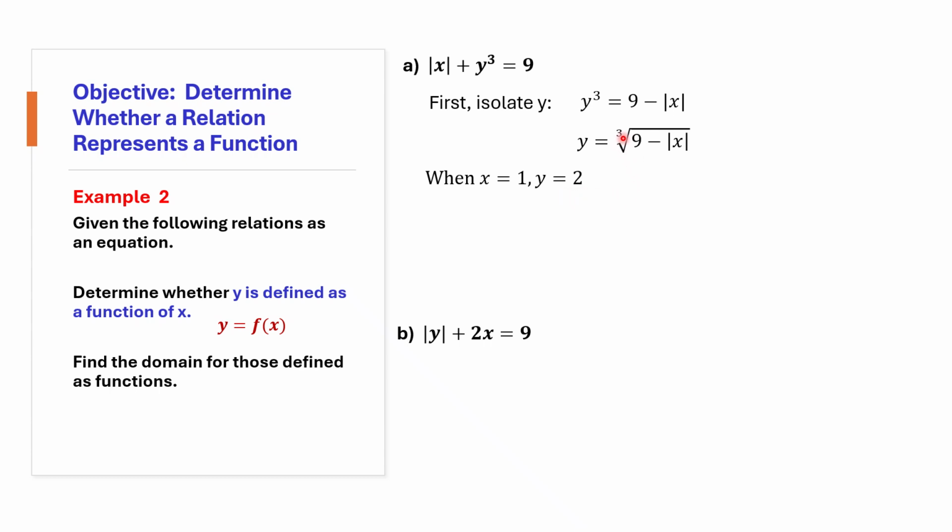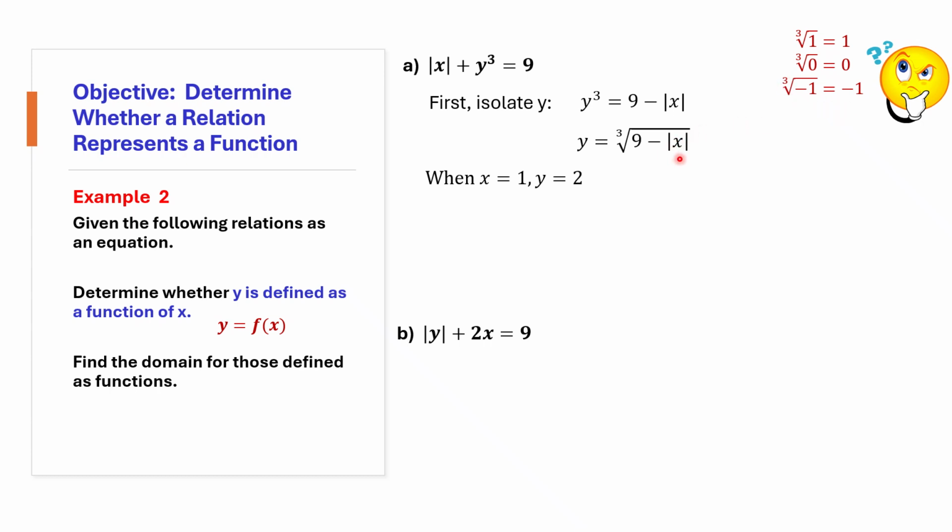And if we look at this cube root of 9 minus absolute value of x, irrespective of the value here, the cube root of any number is always defined. For example, if we have a positive number in a cube root, it's defined. And if we have a cube root of 0, it's defined as 0. And even if we have a negative number, the cube root of a negative number is defined, which is also negative.